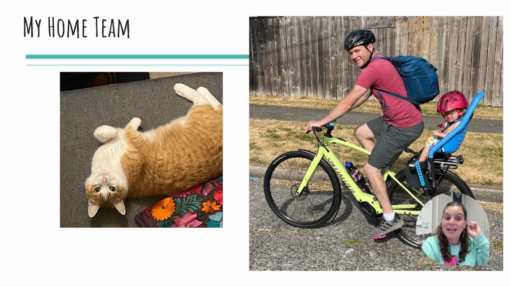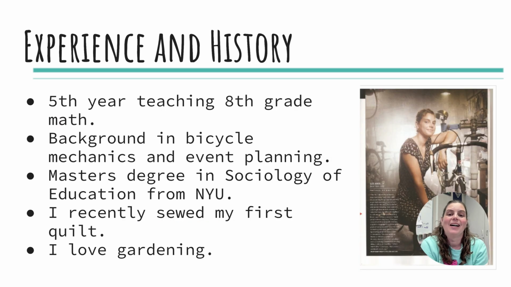So a little bit about me. I have a 2-year-old daughter named Annie. It's my husband and Annie on the bike there. And I have a very old cat named Cattywampus. This is my 5th year teaching 8th grade math and my 3rd year at Mercer Island. I have a background in bicycle mechanics and event planning. I have a master's degree in sociology of education from NYU, and I'm really into quilting and gardening right now.